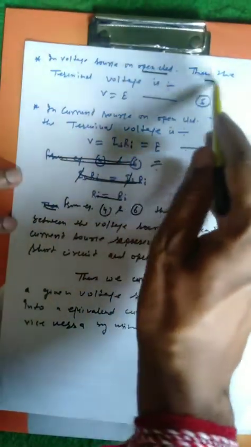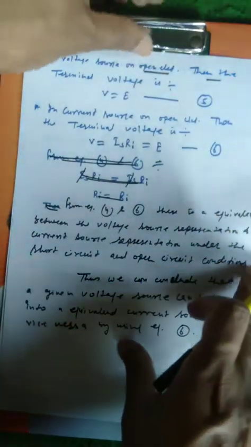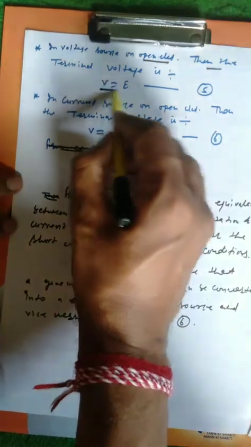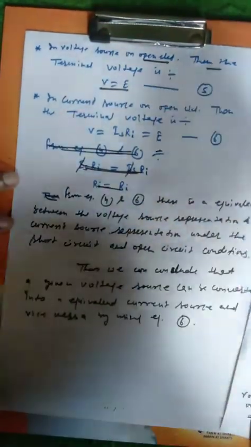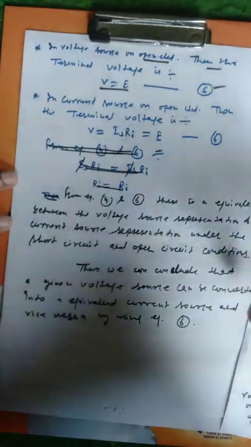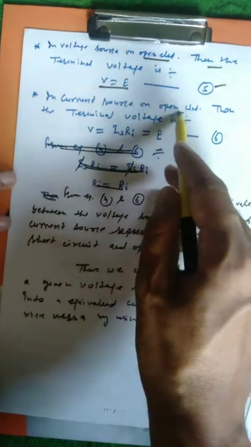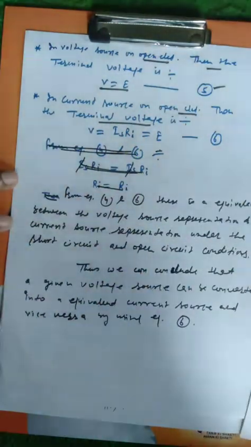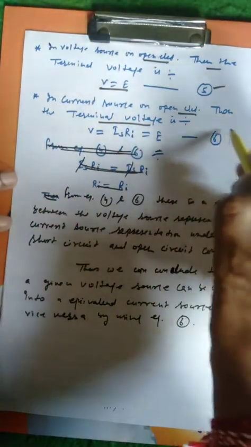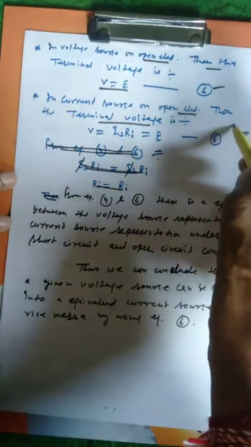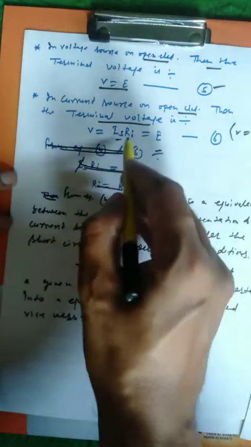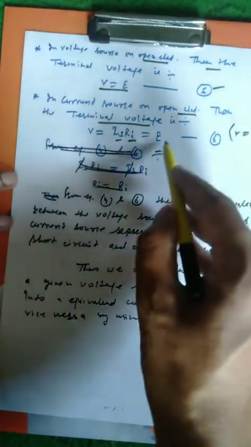Therefore in the voltage source in open circuit, the terminal voltage will be V is equal to E, the output voltage will be equal to the input voltage. This is taken as equation number 5. And in the current source open circuit, the terminal voltage will be V is equal to Is Ri. We know that V is equal to IR by Ohm's law. So the short circuit current, that is Is, times the resistance Ri, is equal to E.